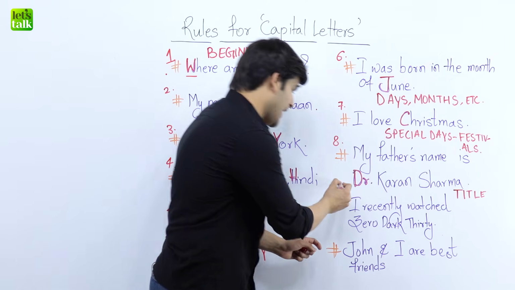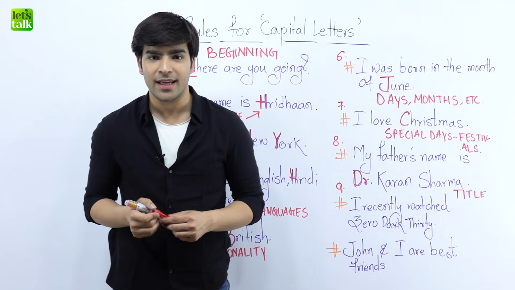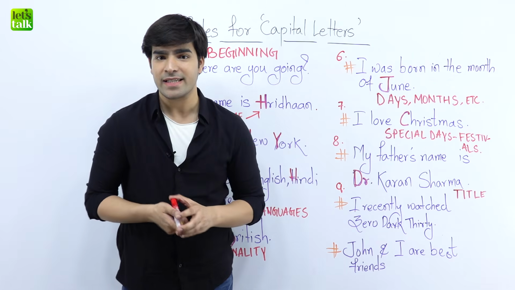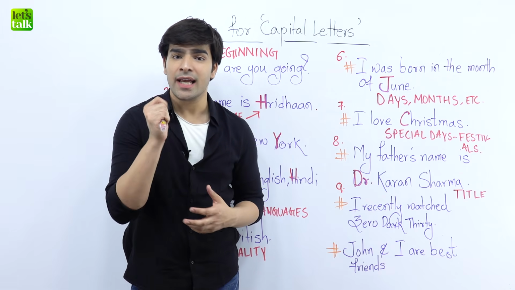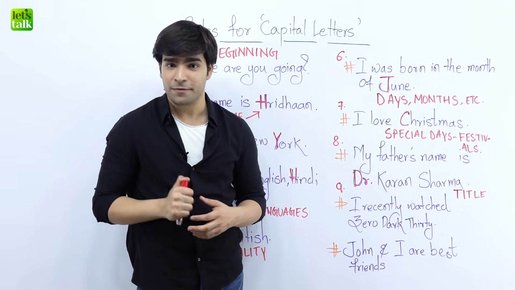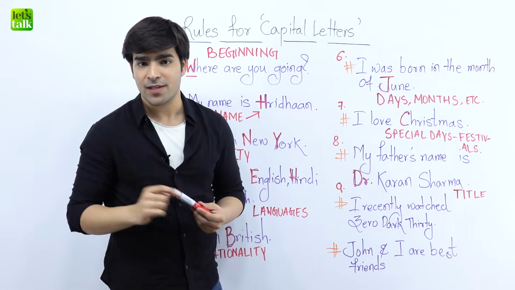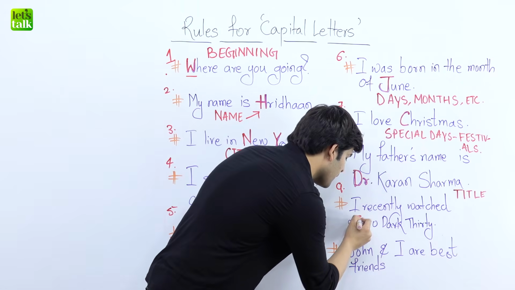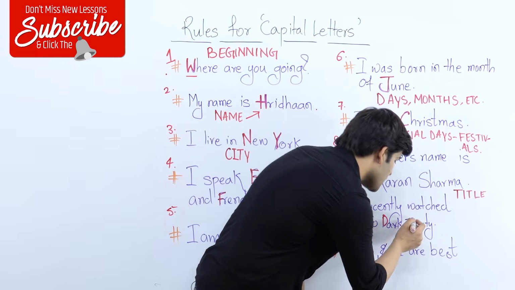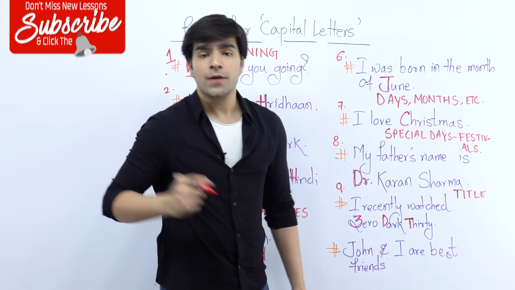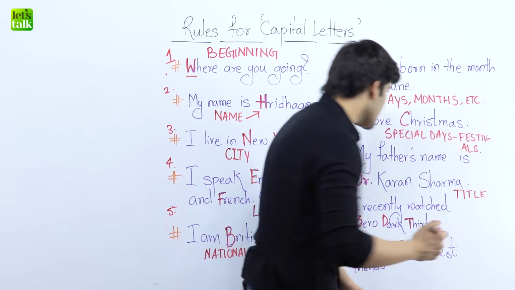Rule number 9 is, I recently watched Zero Dark 30. Yes, it is the most recent film that I watched, and it was a very, very interesting film. I would like to recommend this film to each one of you as well. I have highlighted the initial letters of the name of the film, and that is Z of Zero, D of Dark, and T of 30. So the name of a film, a book, etc. is what is also written in title.